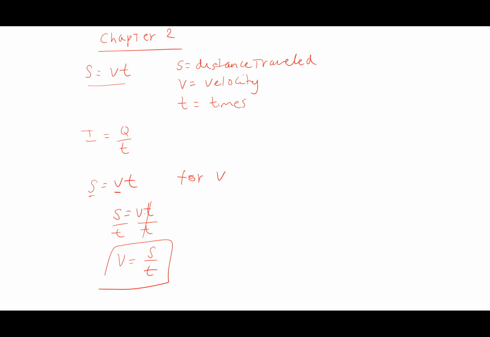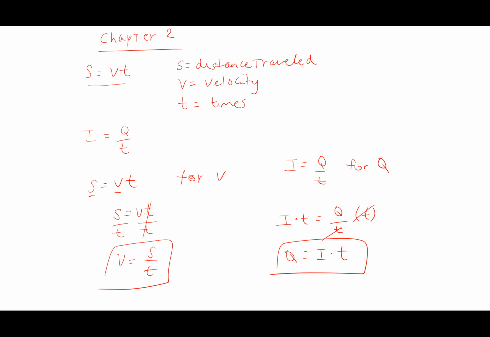Another one would be, just like we were looking at, I equals Q over T. And now this time we want to solve for Q. Okay? So to do that, again, you got to get Q by itself. Since this is a division, you're going to multiply both sides by T. So I times T equals Q divided by T times T. We do that, T cancels, and you have Q equals I times T. And that is our formula.